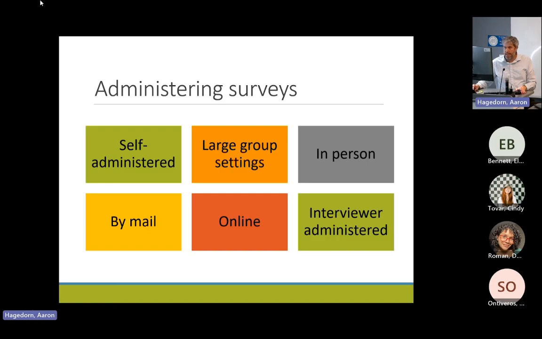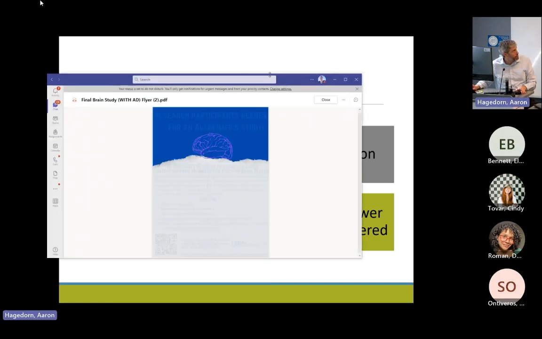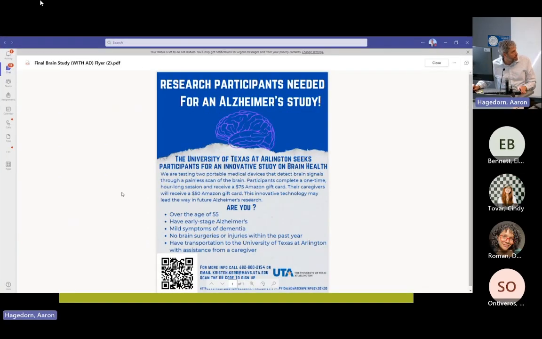In fact, just today, I was asked to print out a flyer for a research study. And I'll just give you a sense of the incentives. So this is looking for people to participate in a research study on Alzheimer's disease. And if you participate, you'll get a $75 Amazon gift card. And if your family member helps you, they'll get a $50 gift card. So if you know anyone with Alzheimer's, you can pass this along and you get $125 right there.